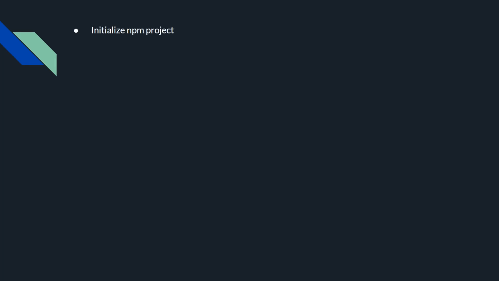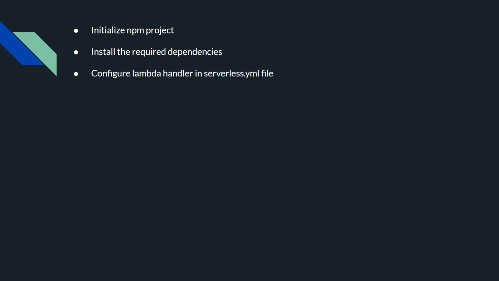So the first step is we have to initialize npm project in our source code repository. Next, we have to install the required dependencies, the AWS SDK libraries, I mean. Then we need to configure Lambda handler in the serverless YAML file that we have. And finally, we have to write code for the Lambda handler. Once these steps have been done, we also need to deploy our service.